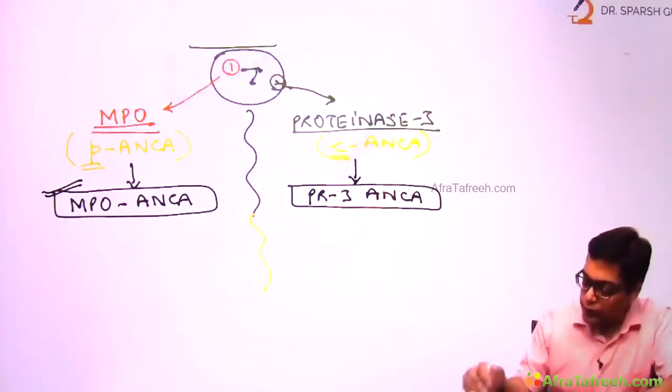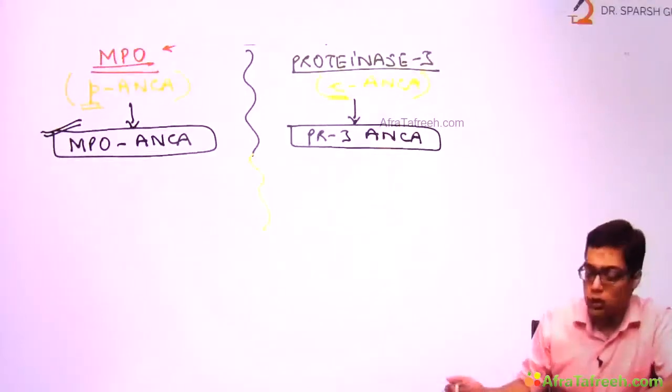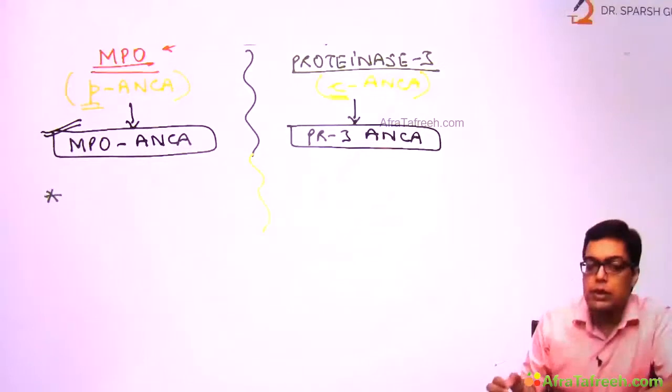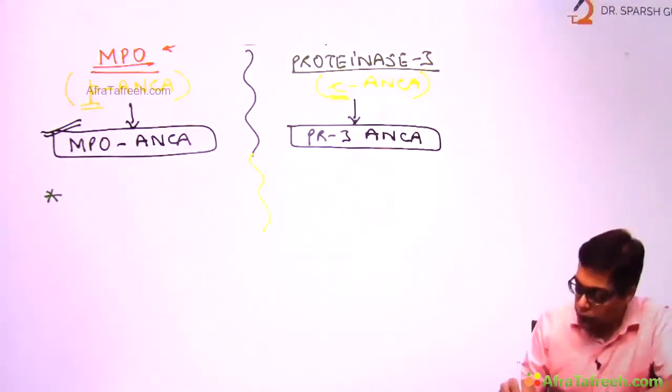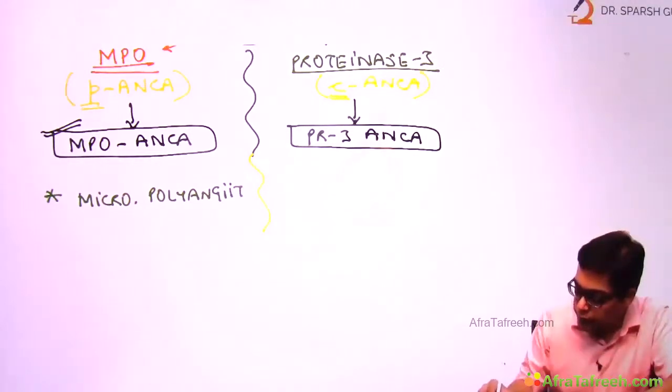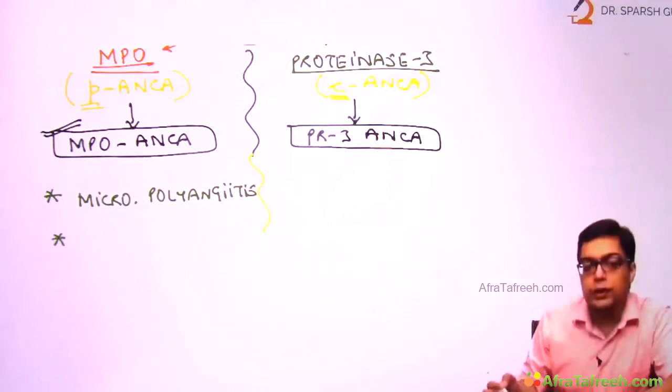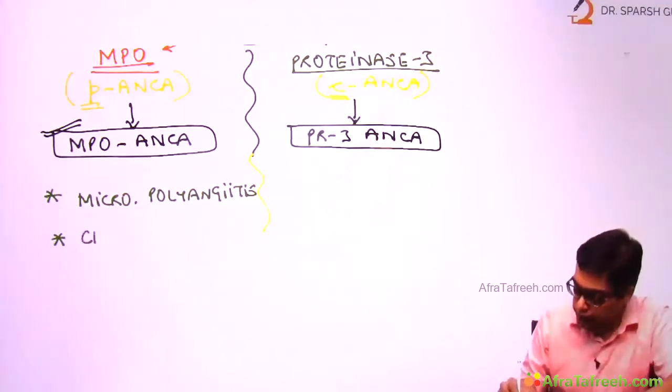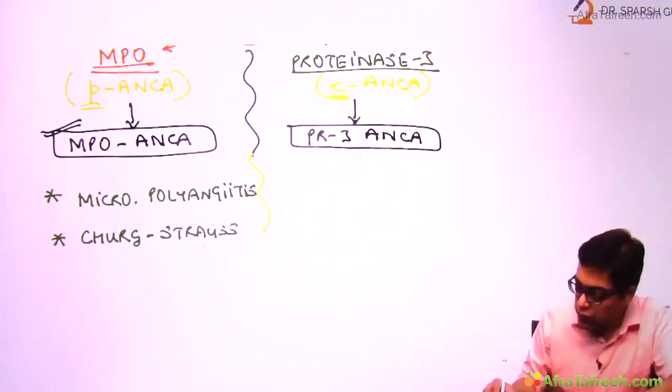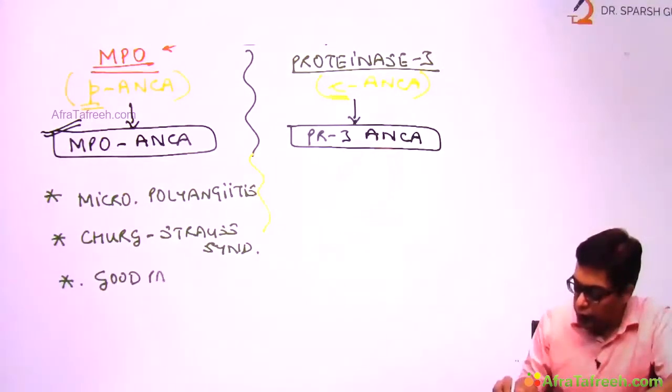Now let us just talk about examples of conditions where we expect to find each of these antibodies one by one. When we are talking about a patient who is having the presence of P-ANCA or MPO-ANCA as we call it now, this is going to be a group of patients who are suffering from a condition known by the name of microscopic polyangiitis. A second example of a disorder where we have the presence of MPO-ANCA is a condition given the name of Churg-Strauss syndrome. And a third example of a condition that we need to have an idea about is Goodpasture syndrome.